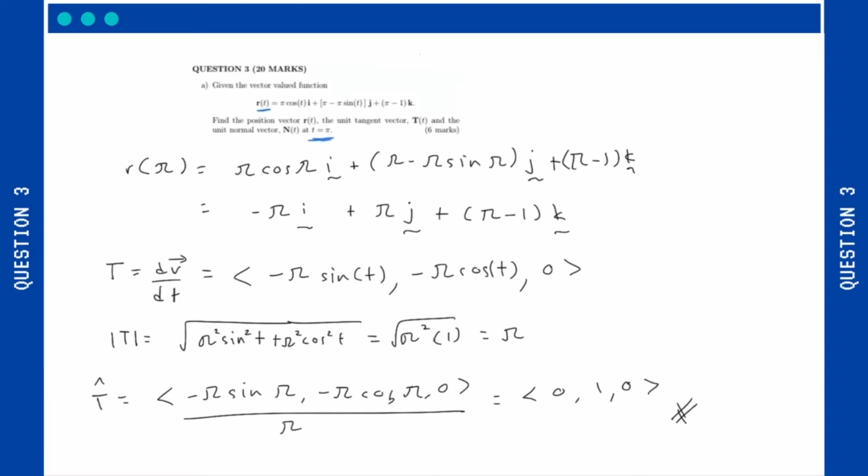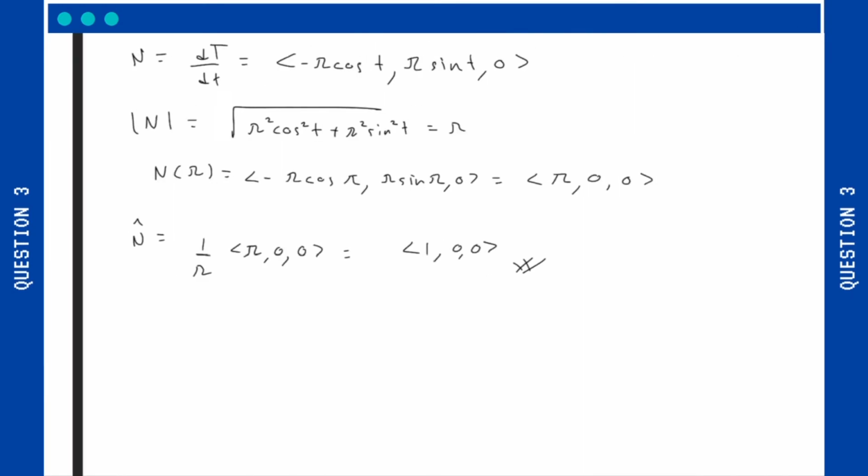And for the unit tangent vector, we need to find the tangent vector first. Tangent vector is equal to the derivative of the position vector. So we get negative pi sin t, negative pi cos t, and 0, and so on. So we use the unit vector formula, which is the vector divided by the magnitude of the vector. So we will get 0, 1, 0.